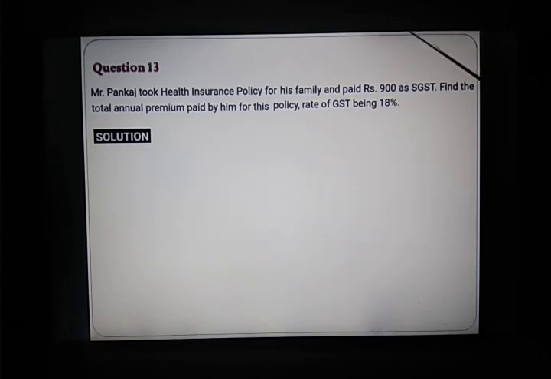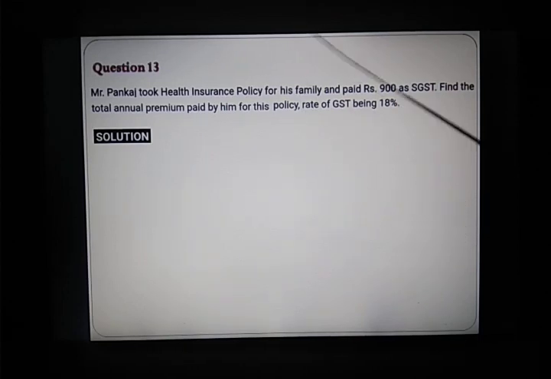Okay, so the next question is a word problem. Let us read the question. Mr. Pankaj took a health insurance policy for his family and paid this much, that is rupees 900, as SGST. So if SGST is this much, then obviously my GST will be double of this. Please remember that. Now find the total annual premium paid by him for this policy, the rate of GST being 18%.